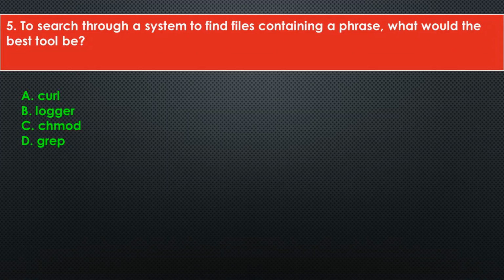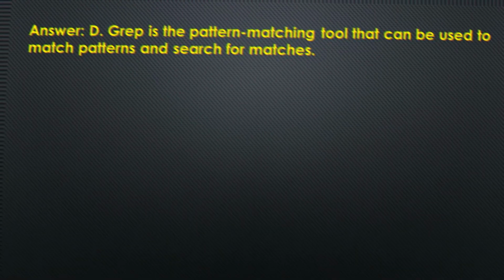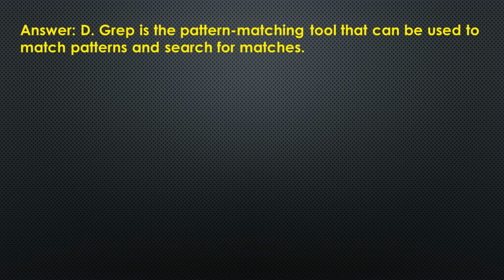5. To search through a system to find files containing a phrase, what would the best tool be? A. curl. B. logger. C. mod. D. grep. Answer: D. grep is the pattern matching tool that can be used to match patterns and search for matches.